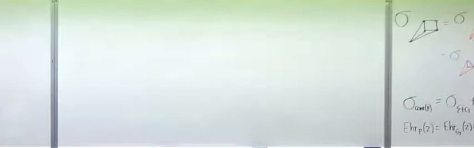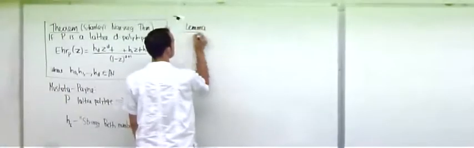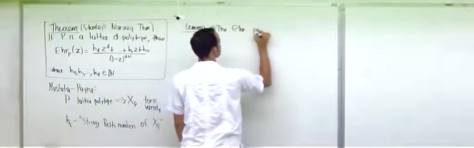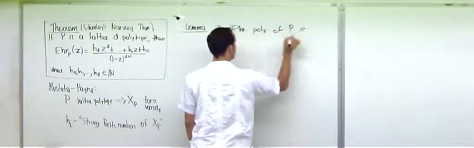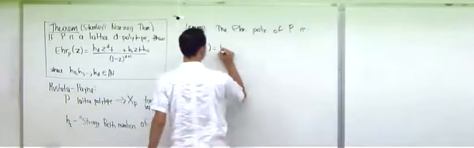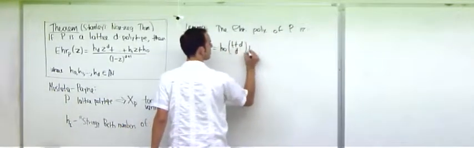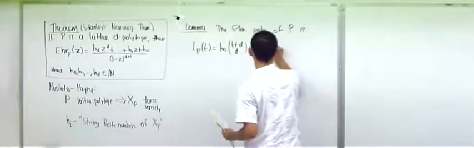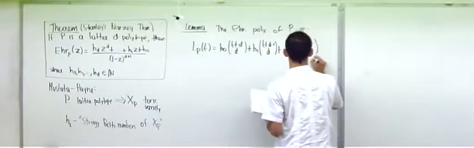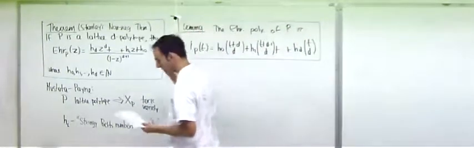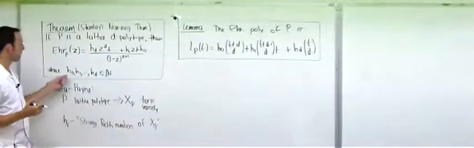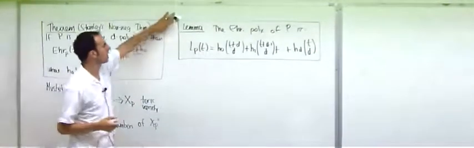So let me write another lemma that I think is useful. The Ehrhart polynomial of P is given by H0 times (T plus D choose D) plus H1 times (T plus D minus 1 choose D) plus etc. plus HD times (T choose D). This is some formula. It basically tells you that if you have the H star vector, then you have the Ehrhart polynomial in a very explicit way. Okay.